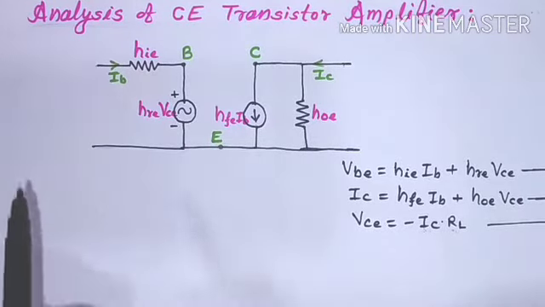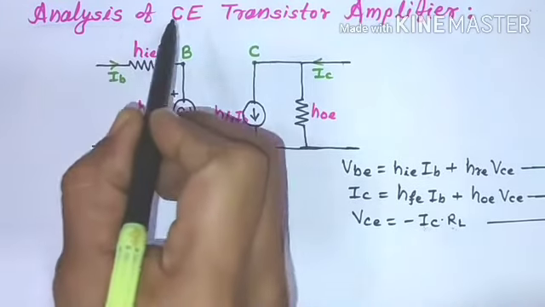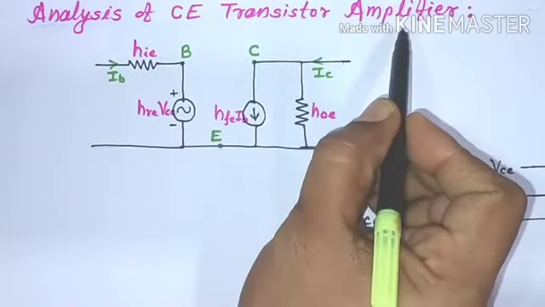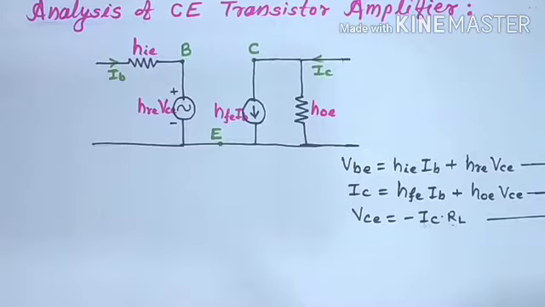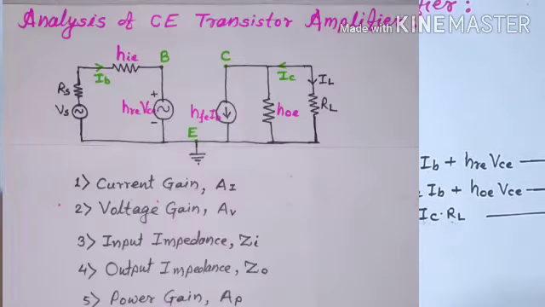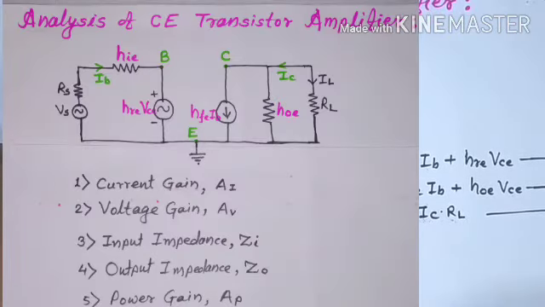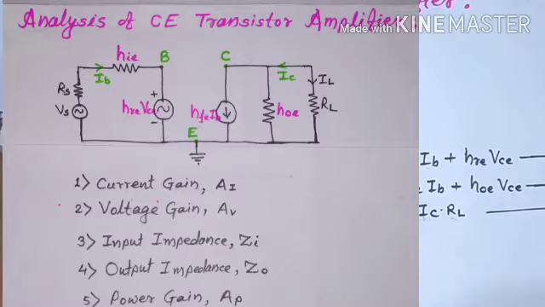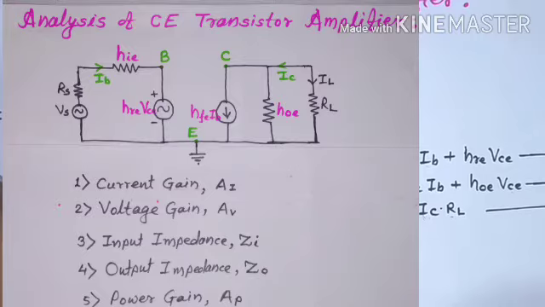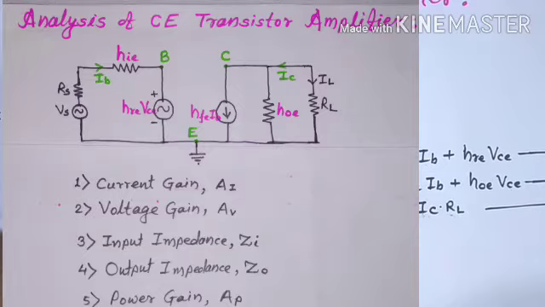Today we will discuss in detail the analysis of the common emitter transistor amplifier. Throughout this lecture, we will discuss the expressions for, first, the current gain AI; second, the voltage gain AV; third, we have to derive the expression for input impedance ZI. Next, we have to derive the expression for output impedance ZO, and finally, the expression for power gain AP.